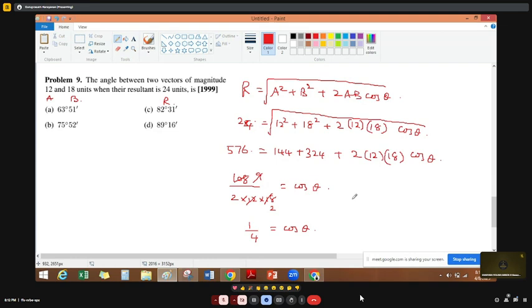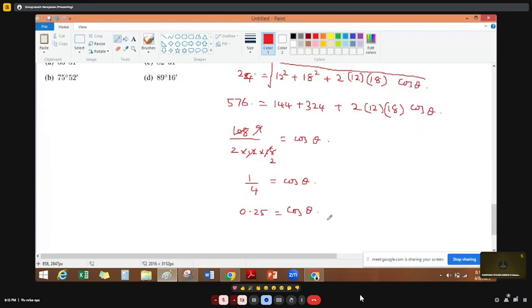So I don't know how you can do this. I think you will have to use some calculator or something. I don't know how you can do it without a calculator. So 0.25 is, yeah. Anybody got the answer? So with a calculator, I'm getting 75.52.